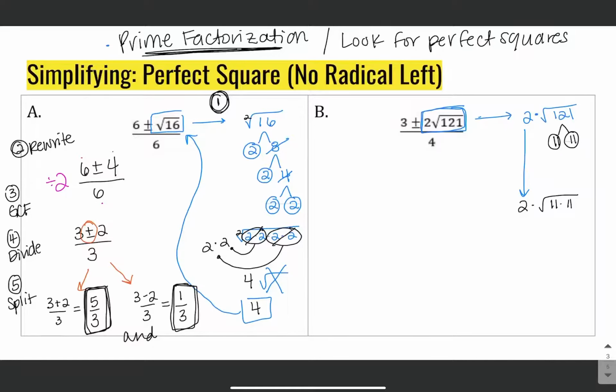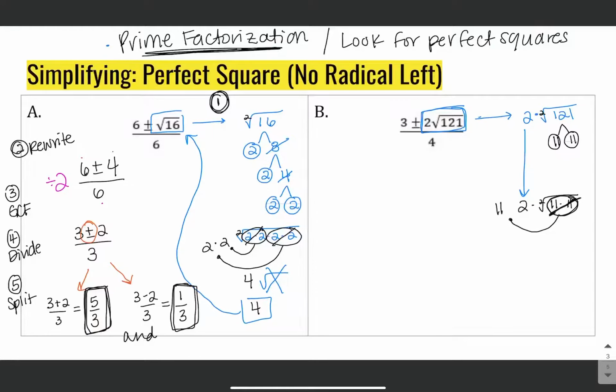Just like before, we said that this is a square root, which means that my index is a 2. So I'm looking for groups of 2. So I've got 2 11s, so I'm going to circle that. And again, one of them is going to come on the outside. I'm going to cross that out.